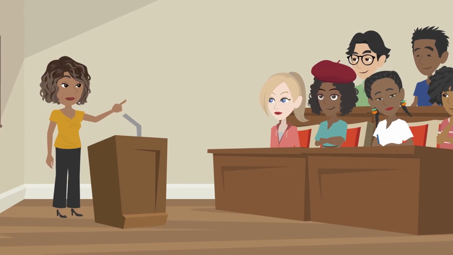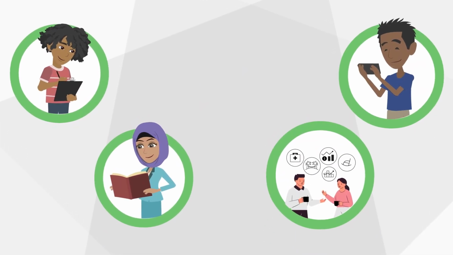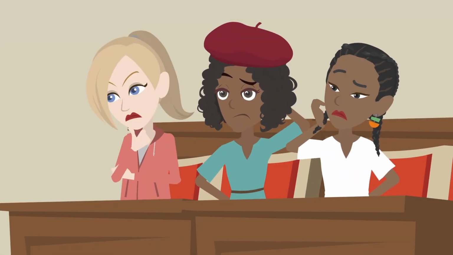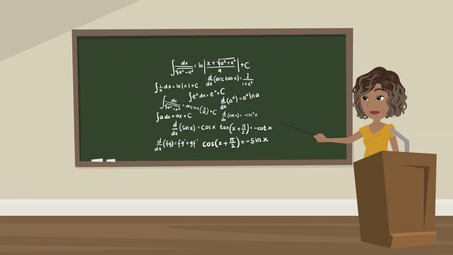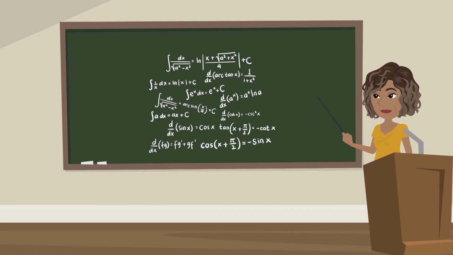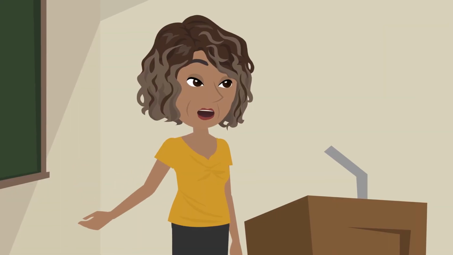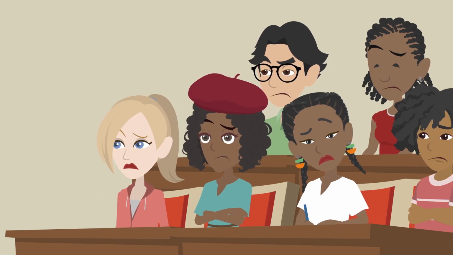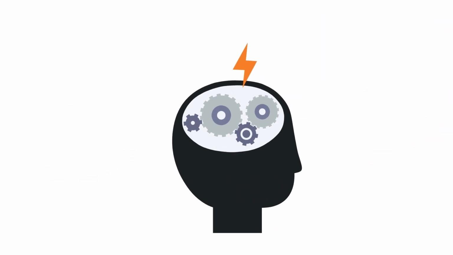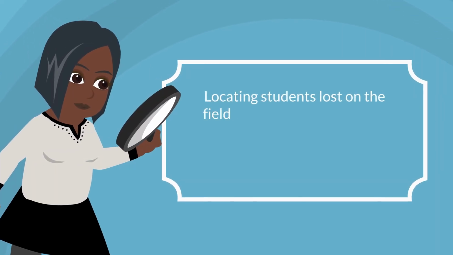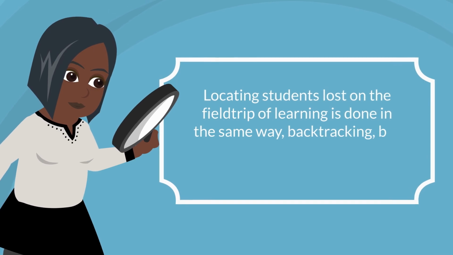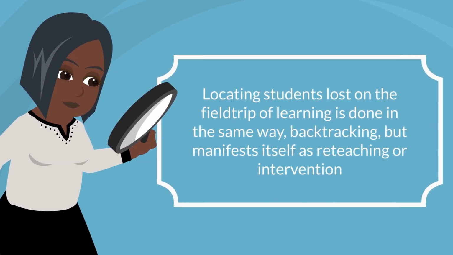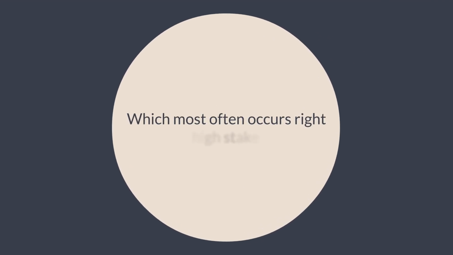Throughout the lesson, the teacher may have provided direct instruction, required students to copy notes, read, talk to peers, or even watch videos to support learning. Like the field trip, the students could have gotten lost at any point throughout the lesson. Perhaps students got lost when the teacher explained the third step of the algorithm, or maybe it was when the teacher shifted instruction from identifying the point of view to requiring students to analyze how an author develops it. To locate students lost on the field trip, I had to backtrack and consider each critical point of the day. For teachers, locating students lost on the field trip of learning is done in the same way, backtracking, but it manifests itself as reteaching or intervention, which most often occurs right before high-stakes testing.